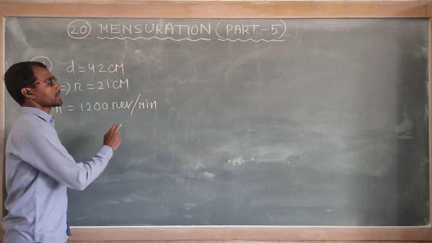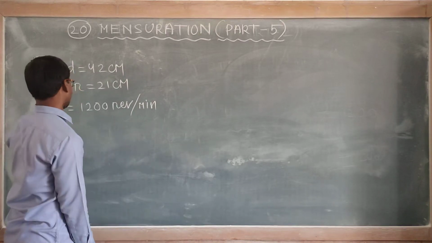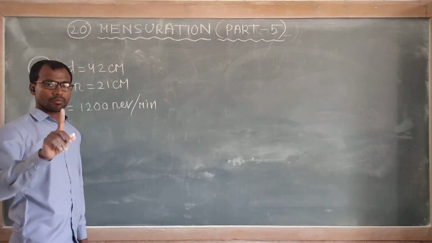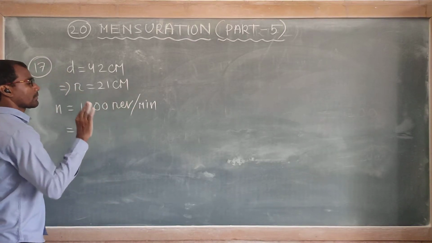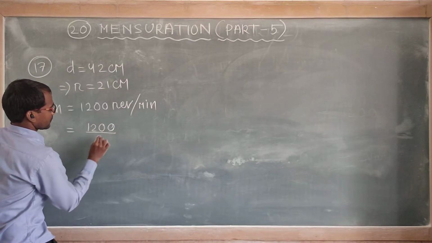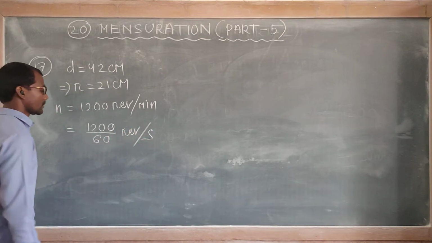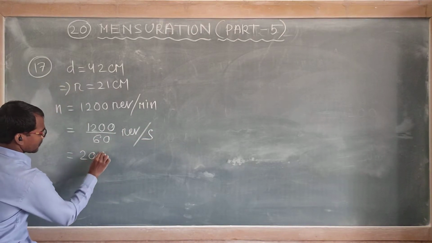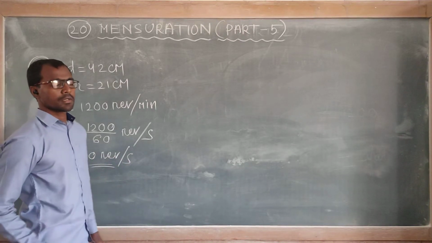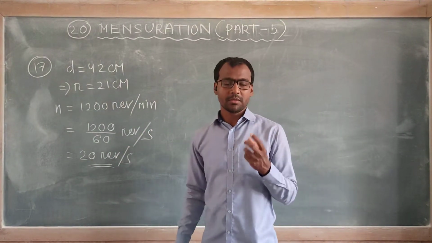Here the number of revolutions is given per minute, so let us convert to per second. How many revolutions does it make in 1 second? In 1 minute 1200 revolutions, so in 1 second 1200 by 60, which is 20 revolutions per second. Now this is very important. The number of revolutions per second is very important because it is going to give us the speed.